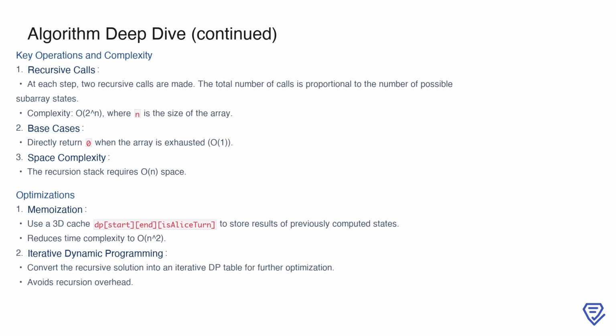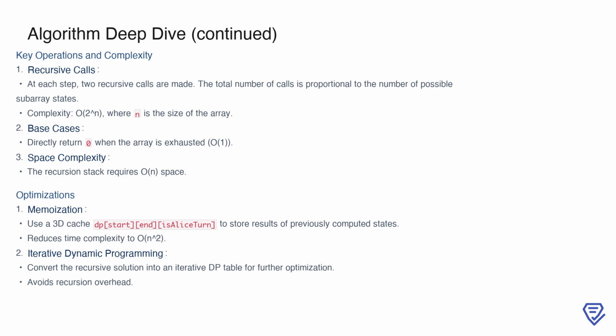Now, let's analyze the key operations and the complexity of this approach. At each step of the recursion, two recursive calls are made, one for picking the leftmost element and one for picking the rightmost element. This results in a total of O(2^n) recursive calls, where n is the size of the array, as we explore all possible subarray states. The base case, which occurs when the array is exhausted, has a constant time complexity of O(1). The space complexity is determined by the recursion stack, which requires O(n) space due to the depth of the recursion.